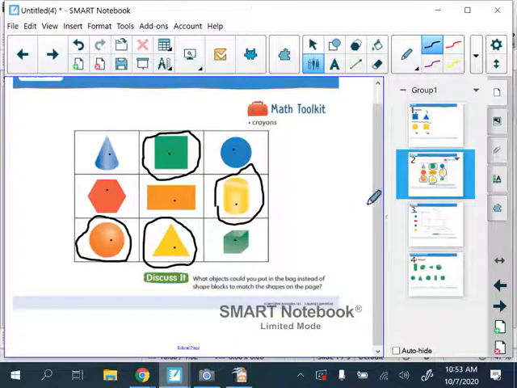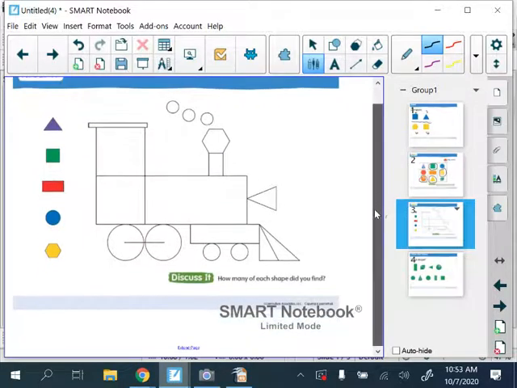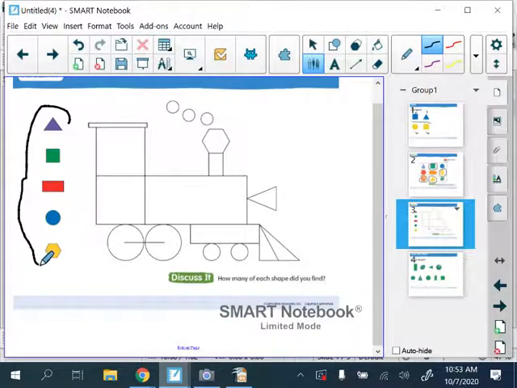Nice work. All right, so for the back side of your workbook page today, we're going to be doing some coloring. We have a picture of a train, and on our train, we have all of the different flat shapes that we have been talking about. Boys and girls, if you look over here, this tells us what color we need to color each of the flat shapes.